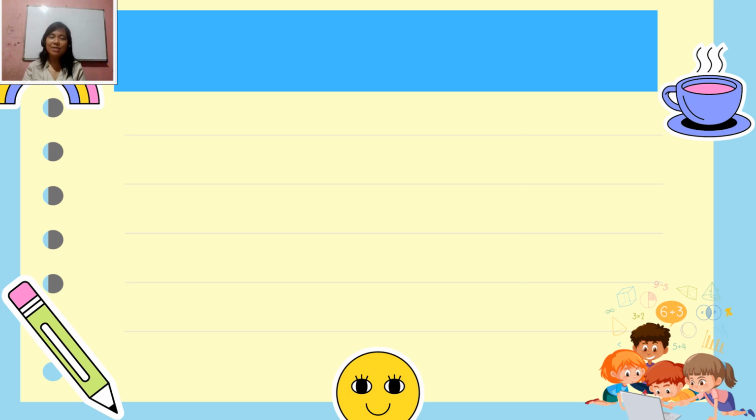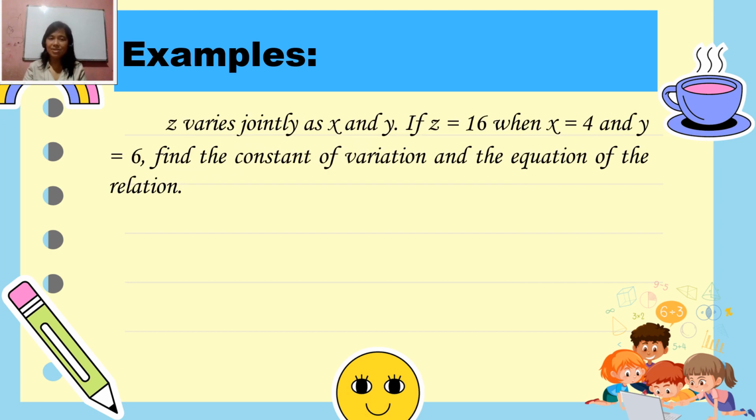Ngayon, pag meron ka ng mathematical statements, mathematical equation, pwede ka nang mag-solve. Okay? So, if we're going to have this as an example, Z varies jointly as X and Y. So, wag mo munang ituloy yung pagbabasa. Translate ka muna into mathematical equation. So, here, Z varies jointly as X and Y. So, kaya meron tayong Z equals K, X, Y. Pagkatapos, you need to substitute the first set of given. If Z equals 16, when X equals 4, and Y equals 6, find the constant of variation. So, constant of variation yung value ng K.